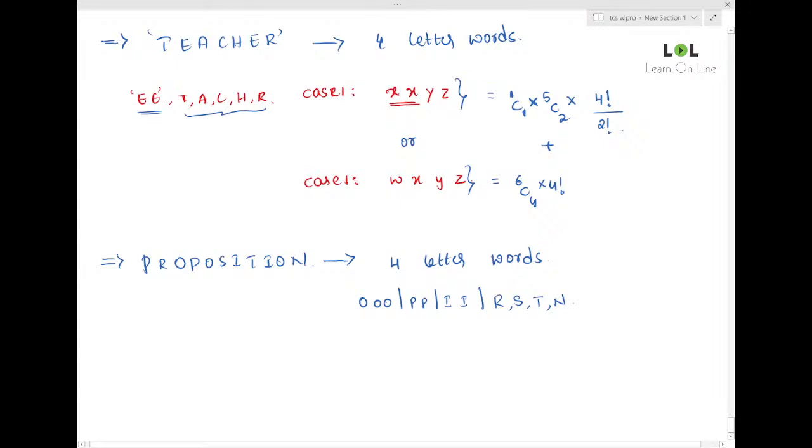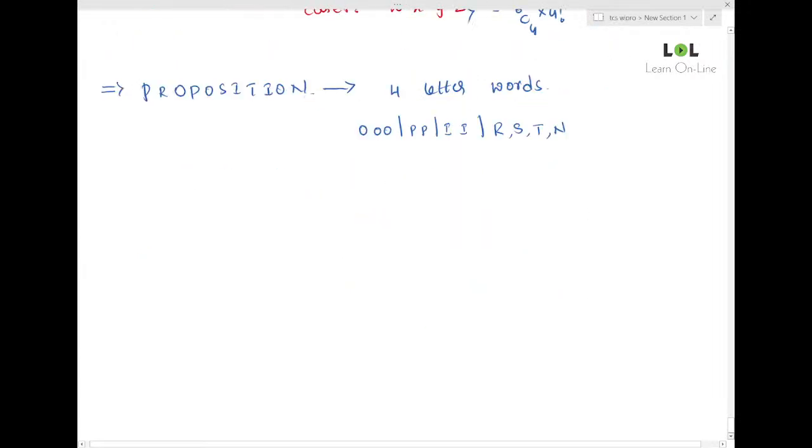Now observe. When I say 4-letter word, observe what all the different cases we get here. Look, in my 4-letter word, I can have same 3 letters and 1 different letter. Let us call it case 1. Case 2, I can have 2 pairs, or I can have a pair and 2 singles, or I can have all singles. These are the 4 cases.